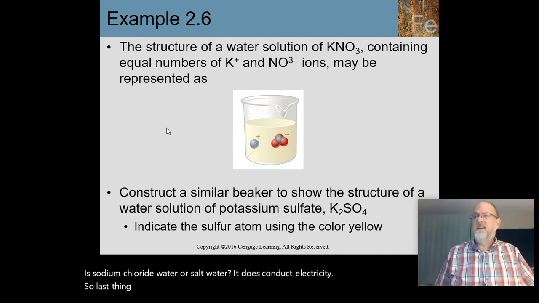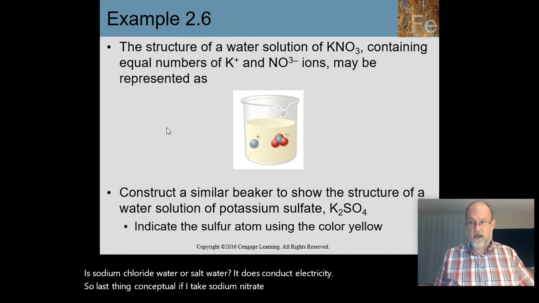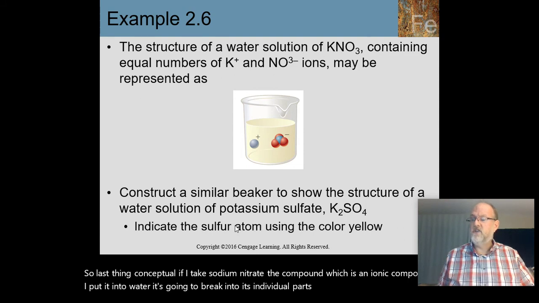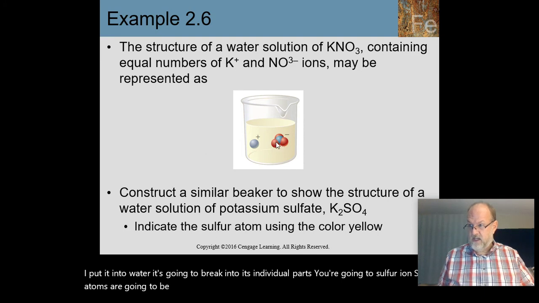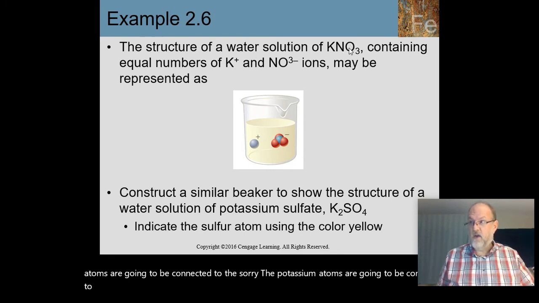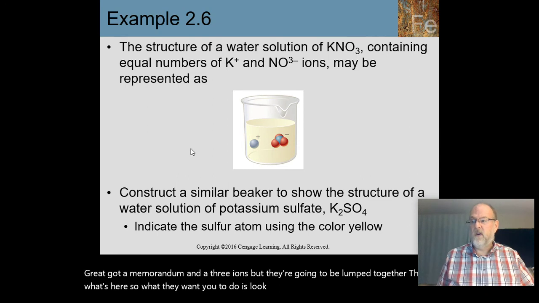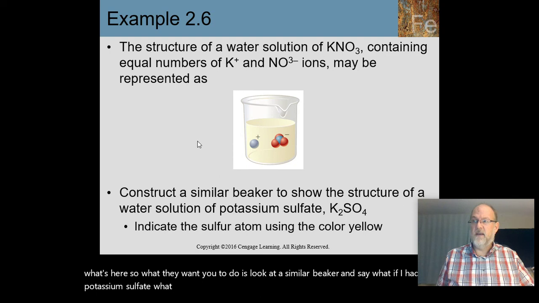If I take sodium nitrate, the compound, which is an ionic compound, and I put it into water, it's going to break into its individual parts. You're going to have the sodium ions and NO3 ions, but they're all going to be lumped together. That's what's shown here. So what they want you to do is look at a similar beaker and say, well, what if I had potassium sulfate? What would that solution look like from a conceptual standpoint?